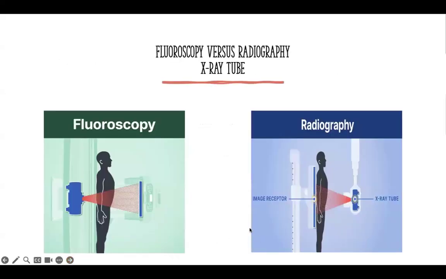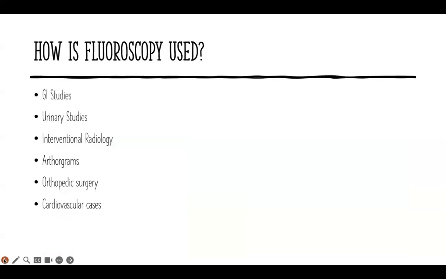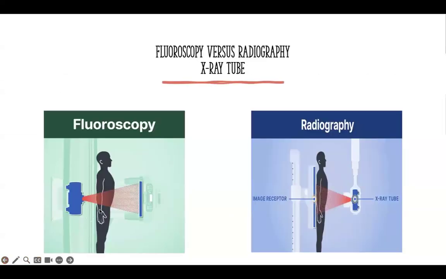So here's an example of the difference. With fluoro, it just depends on how you look at the picture. Typically, fluoro would have a patient lying on their back, or the table would be upright. Basically, the tube is below the patient and your image receptor is above for fluoro. In radiography, like we said, the tube is in front of our patient and the image receptor is behind the patient.